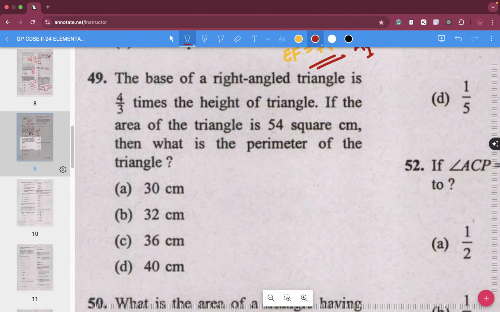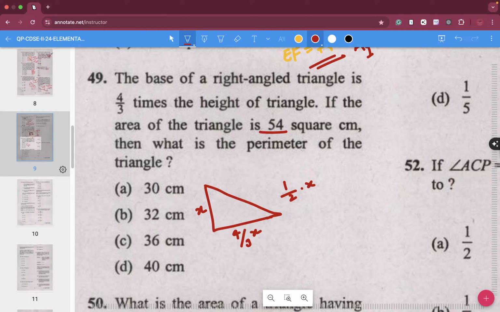Question number 49. What do you guys think about it? The base of a right angle triangle is 4 by 3 times the height of the triangle. Absolutely an easy one. So let's just draw a right angle triangle. Don't be in a hurry. The base is 4 by 3 times the height, and the area of the triangle is 54 square.